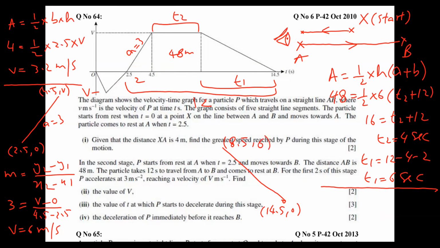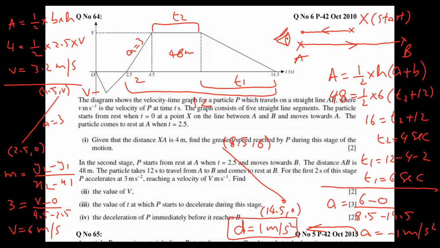So I have everything. I just apply the formula y2 minus y1 over x2 minus x1, and I'm going to find the deceleration. So 6 divided by 8.5 minus 14.5, and I got negative 1 meter per second squared. He's asking for the deceleration, so write it simply: d is equal to 1 meter per second squared, because deceleration itself means the minus sign. And Alhamdulillah Rabbil Alameen, the question is completely over.